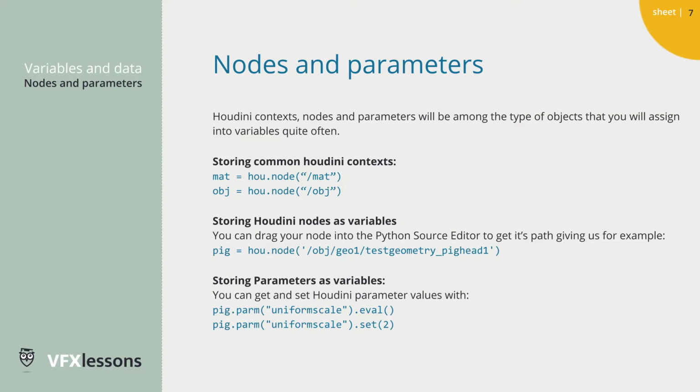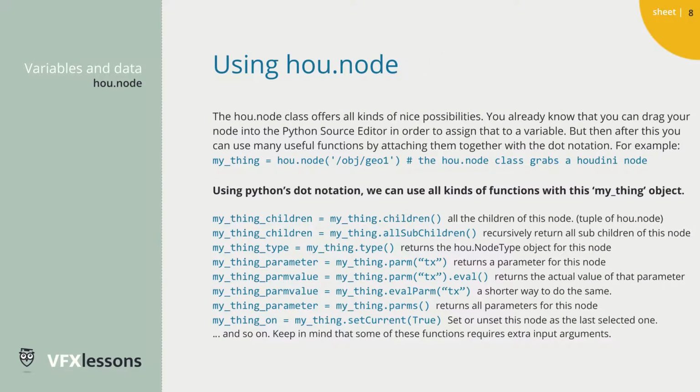And then on the same token, you can use the .set function and just insert a value in there, and it will write into that parameter in your node itself. As you might have seen, the hou.node class offers all kinds of nice possibilities. You already know that you can drag your node into the Python source editor in order to assign that to a variable. But then after this, you can use many useful functions by attaching them together with the dot notation.